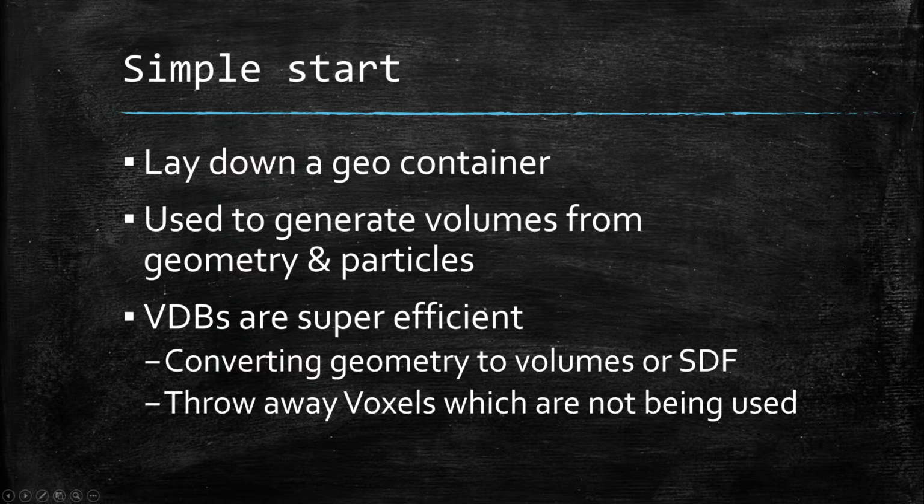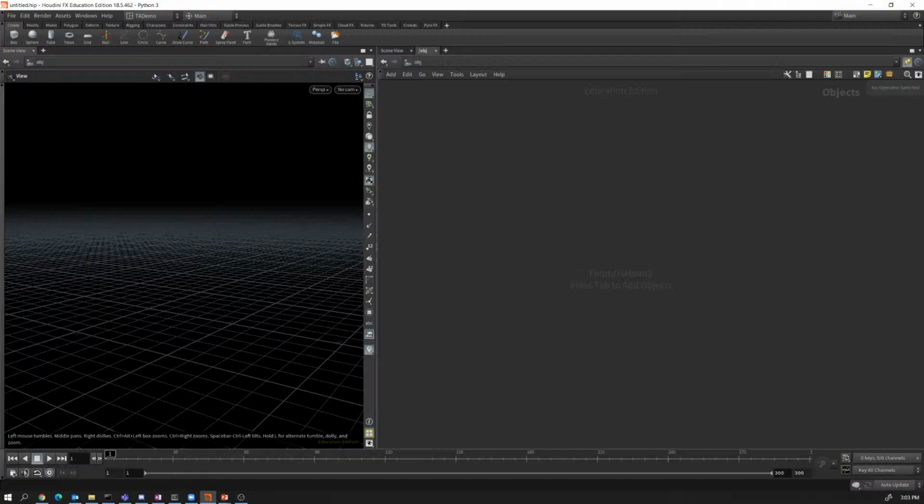Let me go ahead and open up Houdini here, and let's get some Houdini action going, because looking at a PowerPoint presentation is just not exciting. We'll see more of that later. But anyway, VDBs are super efficient. Basically they convert geometry into volumes, or what are called SDFs. What a lot of people don't know is SDFs are signed distance functions, and signed distance functions are super important. We're going to explain why in a little bit.